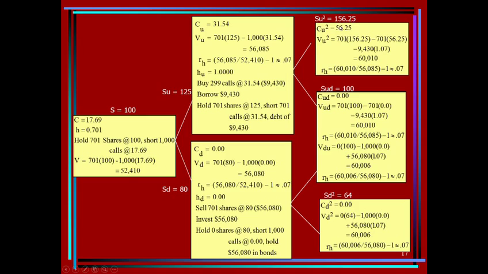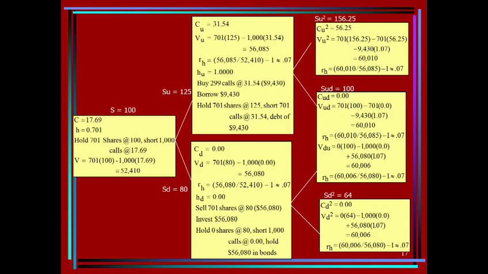If it goes up to 125 and then goes down to 100, your call is out of the money, right? 100 minus 100. Okay, and if it goes down from 80, if it continues to go down to 64, of course your call is even deeper out of the money. Even if it goes back to 100, it's still out of the money, right? So whether it goes up to 125, goes down to 100, or it goes down to 80, goes up to 100, your call CUD and CDU is the same value and is both out of the money.